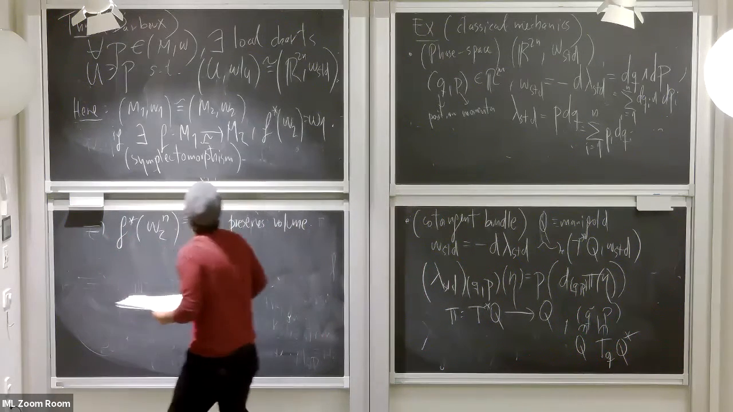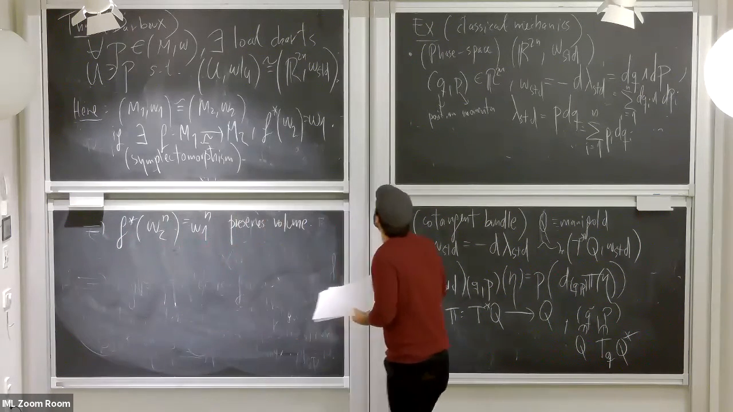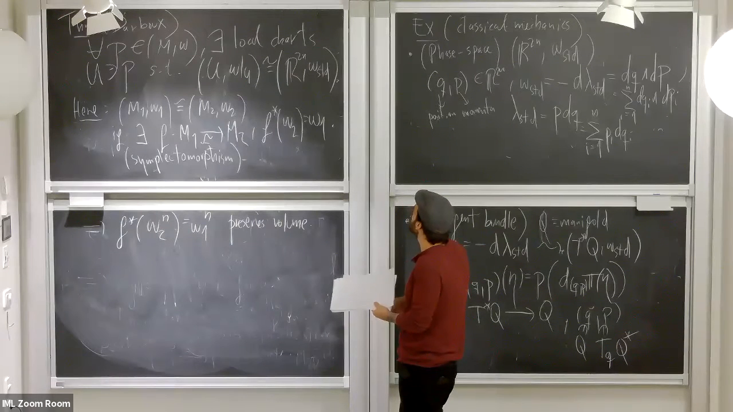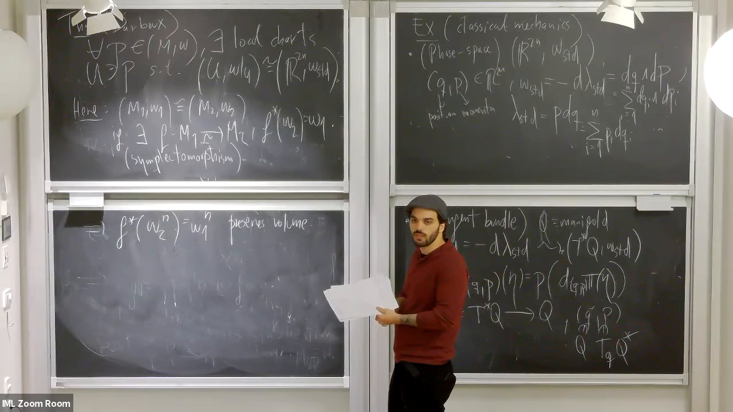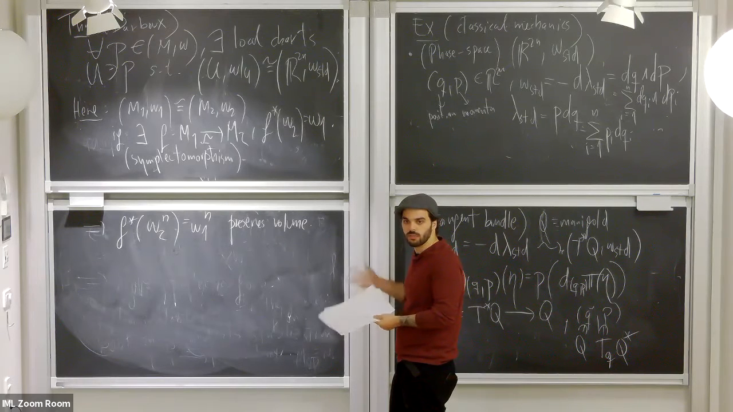And so Darboux's theorem is usually interpreted as saying that symplectic manifolds do not have local invariants, because they all look locally the same. It's not like in Riemannian geometry, in which a Riemannian manifold has curvature, and that's a local invariant. So this is not the case. Symplectic manifolds are more global objects.